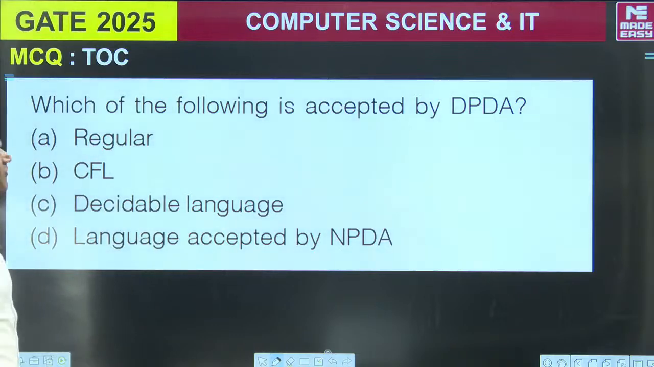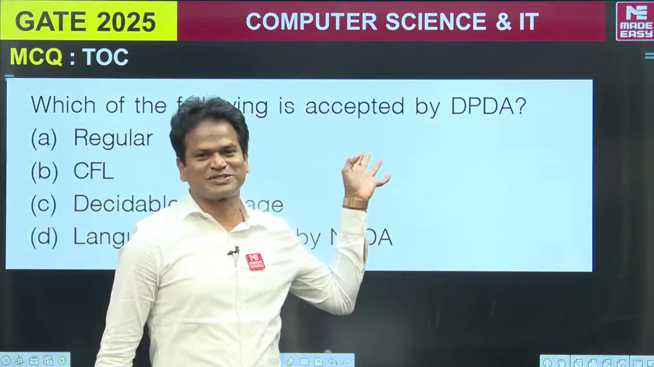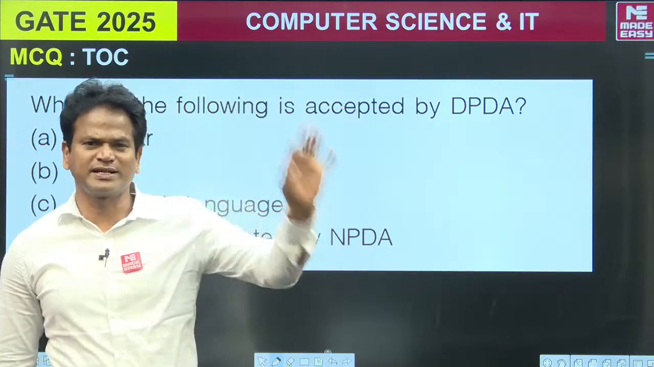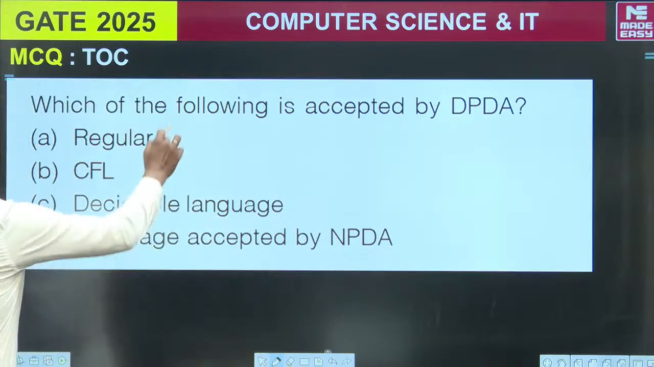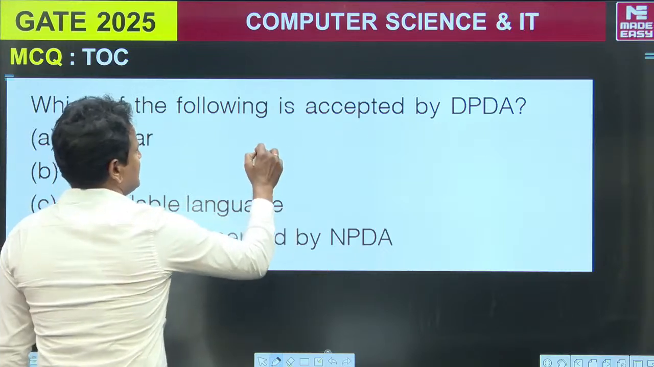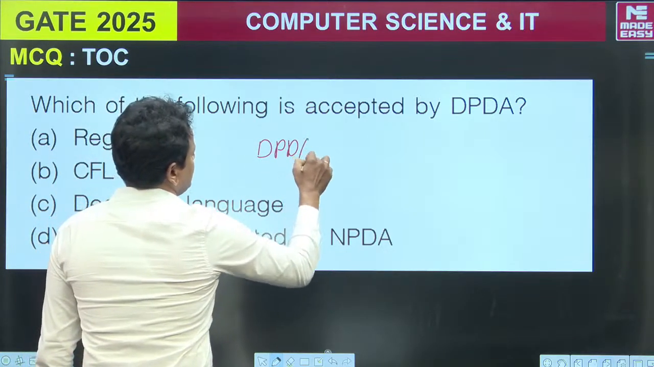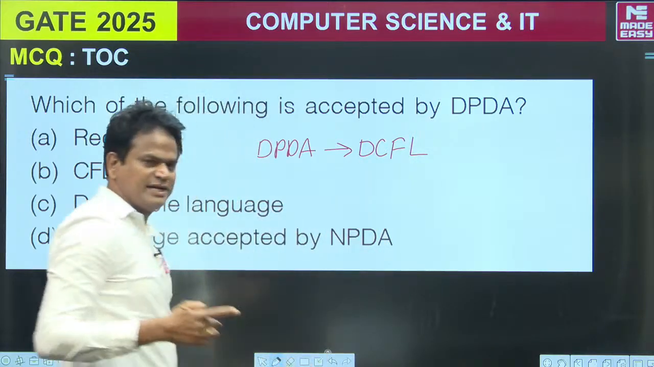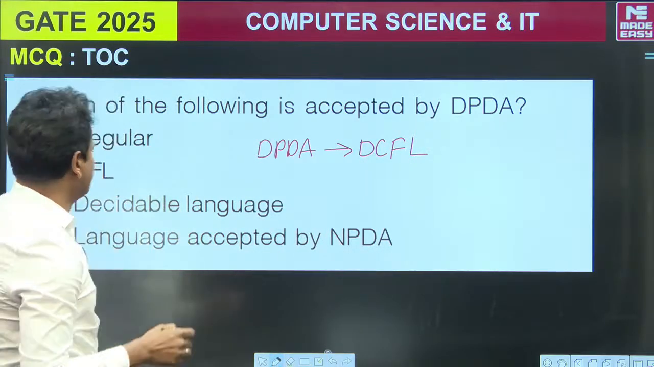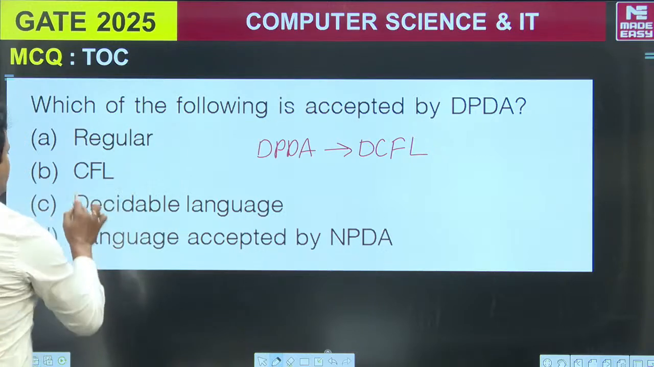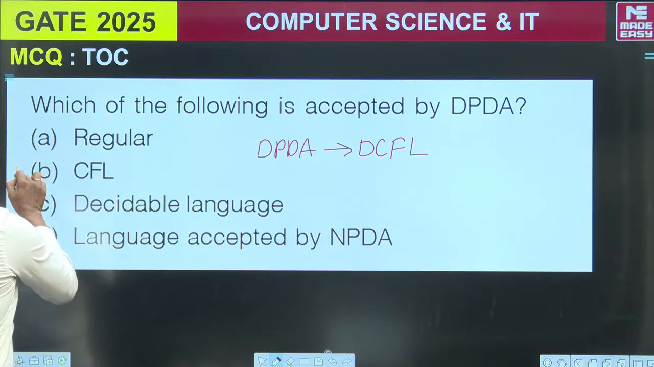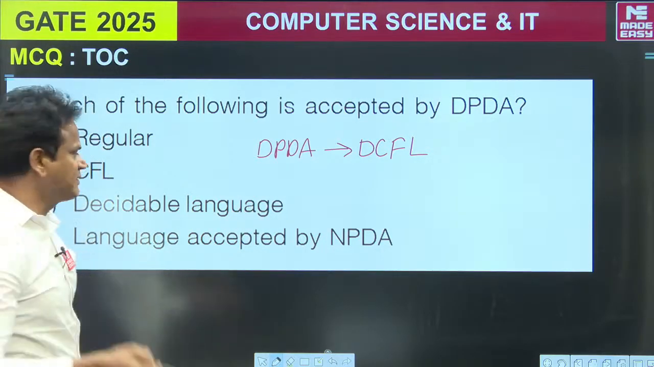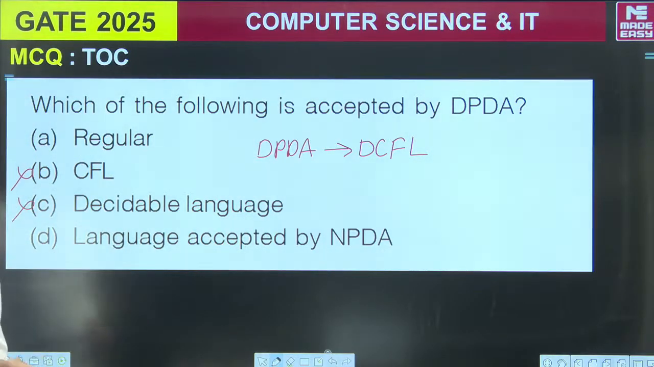Next, which of the following is accepted by DPDA? Direct question. By looking at the question, with whatever we have seen till now, within seconds you can answer all these questions. So which of the following is accepted by DPDA? DPDA accepts what? DPDA accepts DCFL. It won't accept any CFL or recursive or regular language. CFL is accepted by NPDA, so this is not the answer. Decidable languages are nothing but recursive languages, so DPDA cannot accept recursive languages.